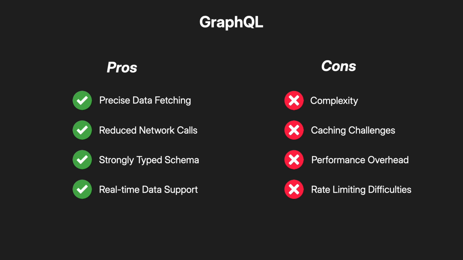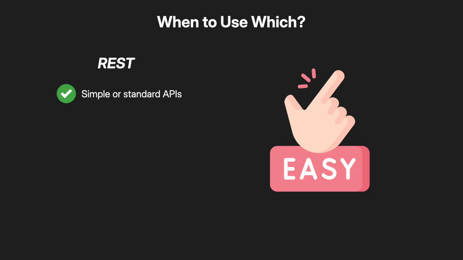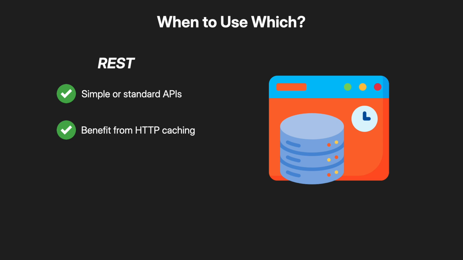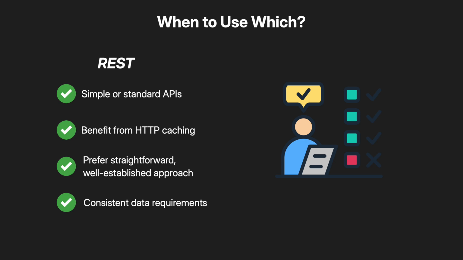So when should you use REST or GraphQL? It depends on your project's needs. Use REST when you have a simple or standard API. You need to leverage HTTP caching mechanisms. You prefer a straightforward, well-established approach. Your clients have consistent data requirements.